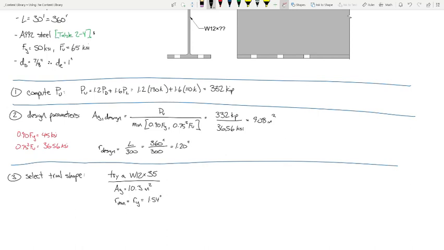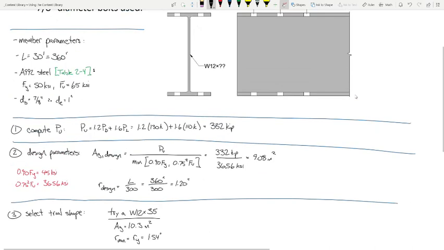Now, what other properties are we going to need right now before we turn away? The depth. We are going to need the depth and the flange thickness. Let's do the depth first. What is the depth? 12.5 inches. Okay, we're going to need the flange thickness. And what is the flange thickness?